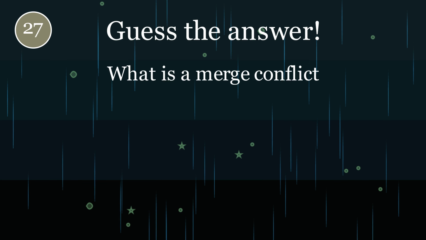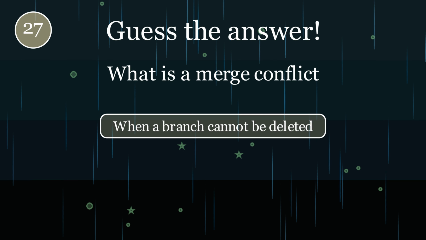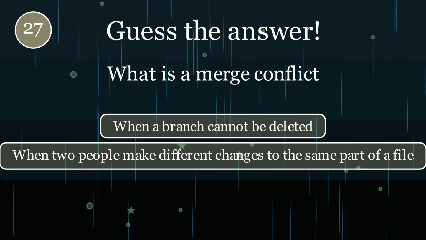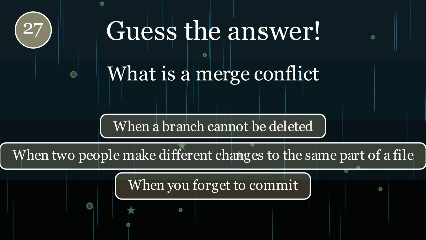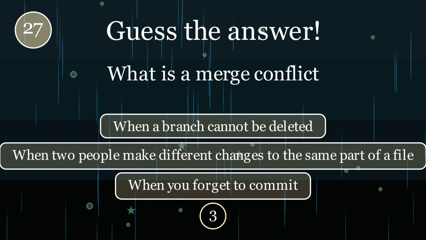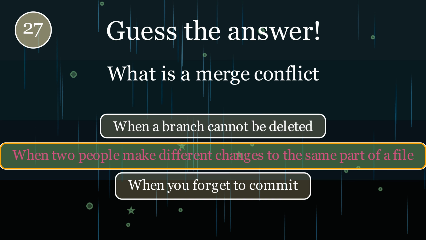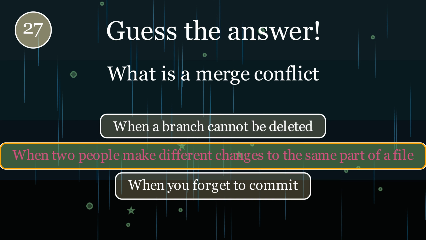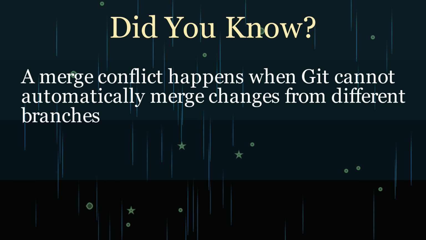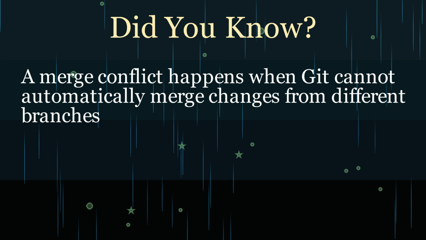What is a merge conflict? When a branch cannot be deleted. When two people make different changes to the same part of a file. When you forget to commit. The correct answer is when two people make different changes to the same part of a file. Knowledge boost. A merge conflict happens when Git cannot automatically merge changes from different branches.